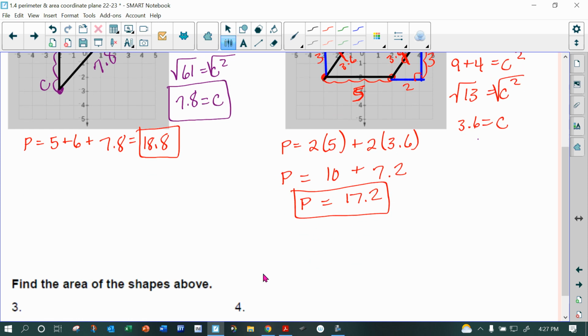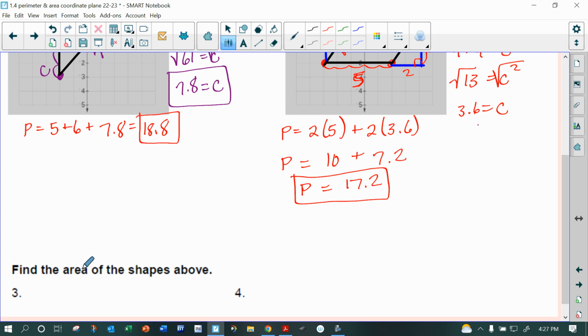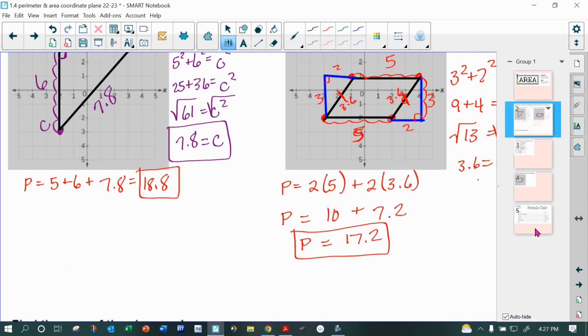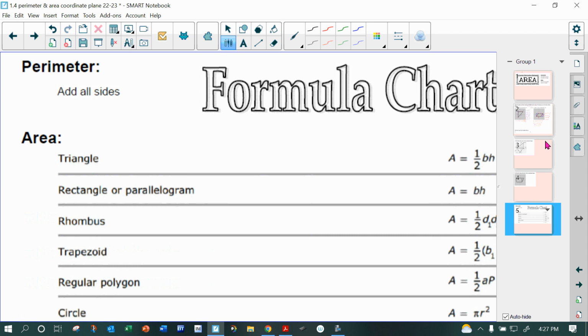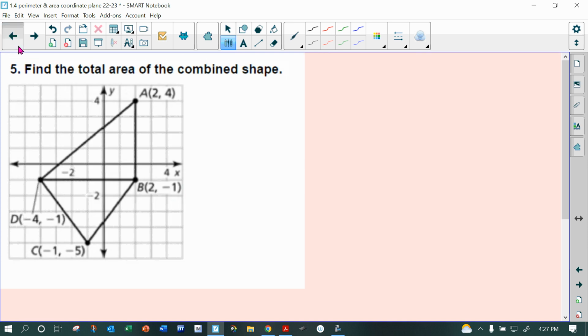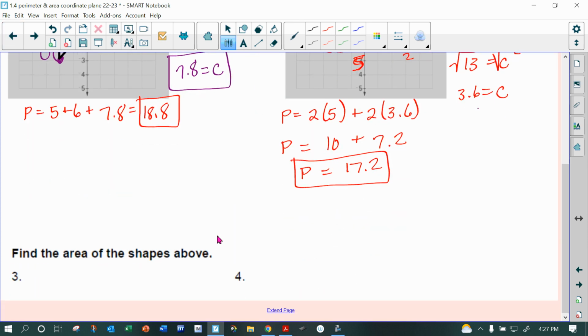Now, 3 and 4 says to find the area of the shapes. So the area of a triangle. If you flip over to the back, the area of a triangle uses this formula right here. So 1/2 of BH. I'm going to go down here, and the area of a triangle is base times height divided by 2, 1/2 of BH.